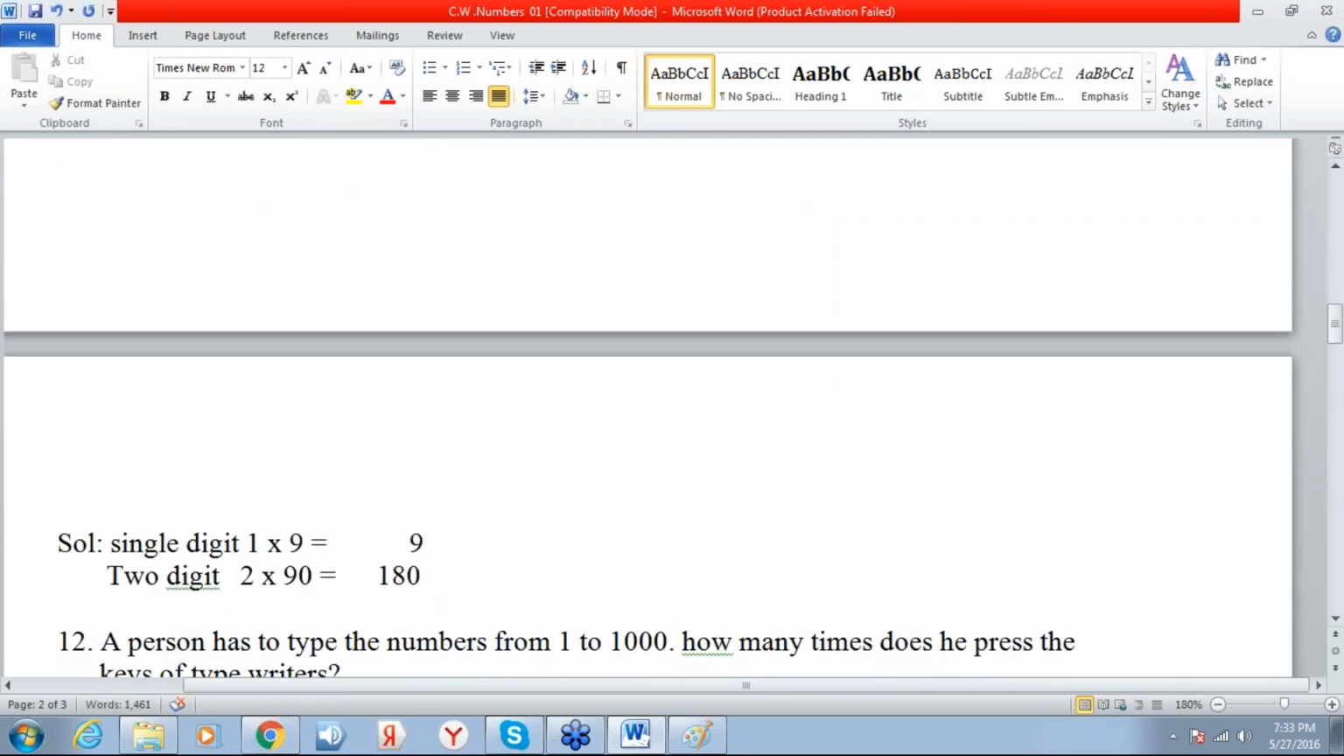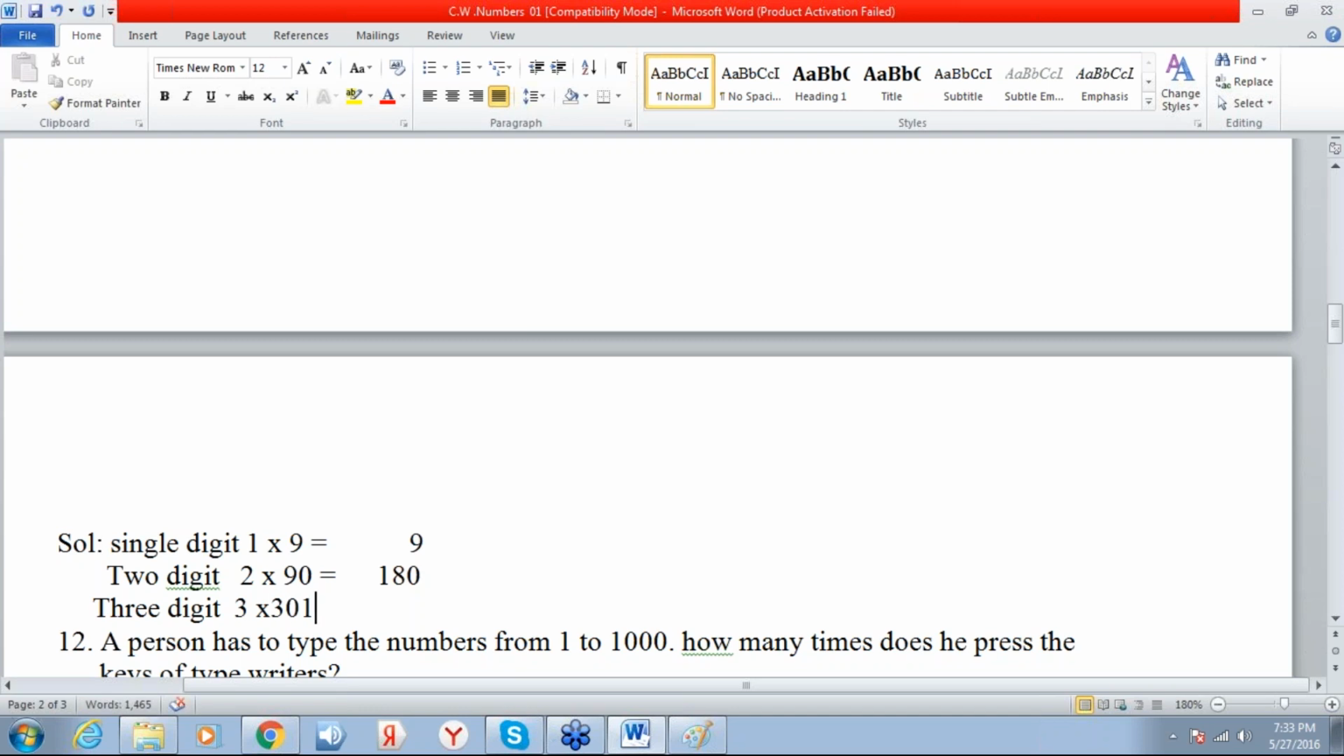Next, three digit numbers. 400 minus 99 numbers. Not 99, it is 301. Here we generally commit a mistake. Here 301 numbers are there. 301 into 3 is 903.